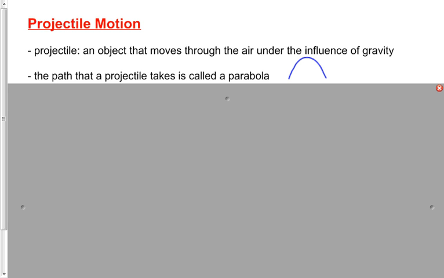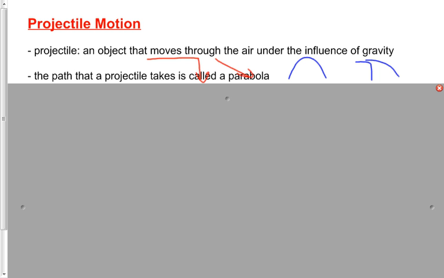Even when an object leaves the edge of a building, maybe a ball is kicked off the edge of a building, like this, that's still half of a parabola. So it's not going to do the whole Wile E. Coyote thing, go off the edge, look down, and then fall straight down. Okay, it's not going to go down like this in a straight line. It's going to always follow a parabolic path.